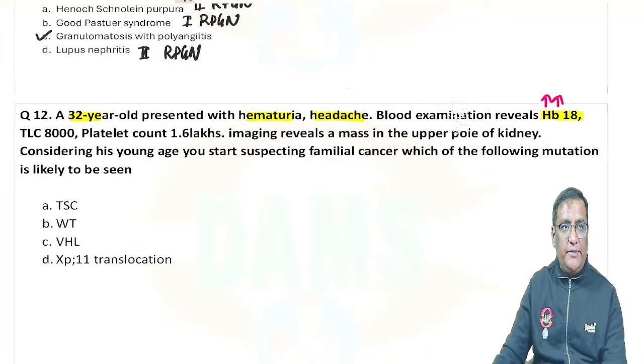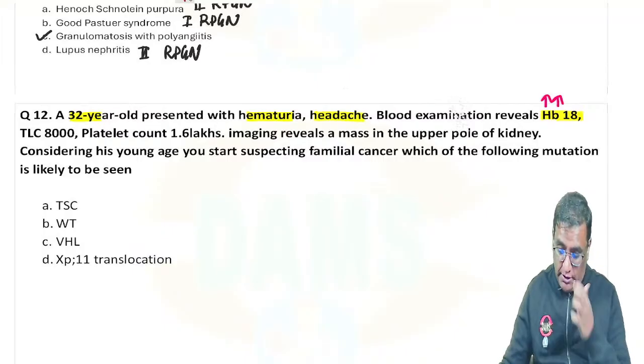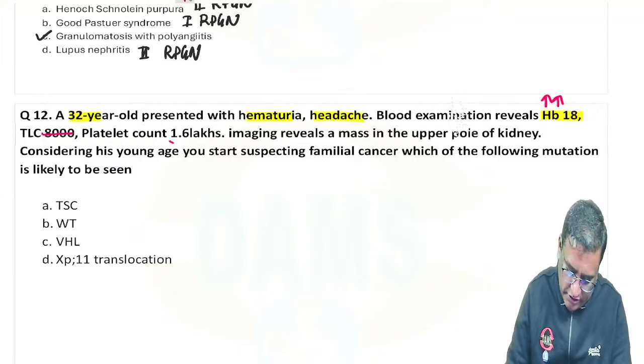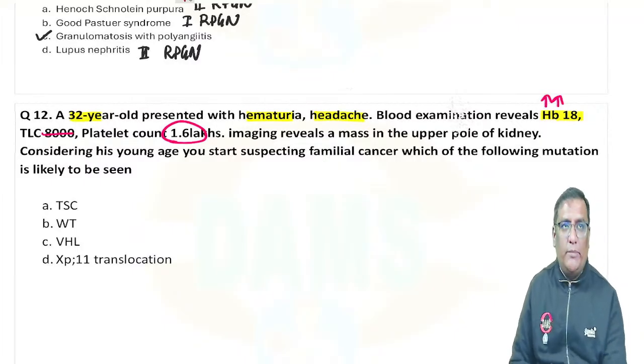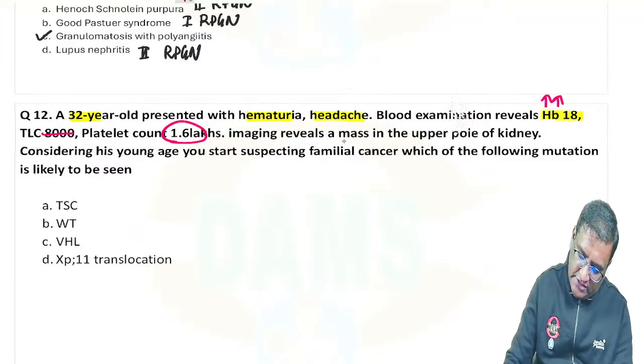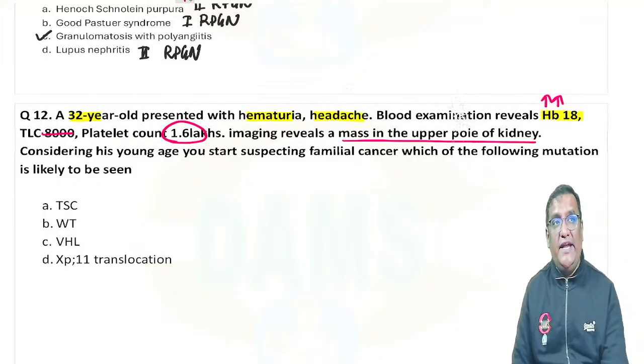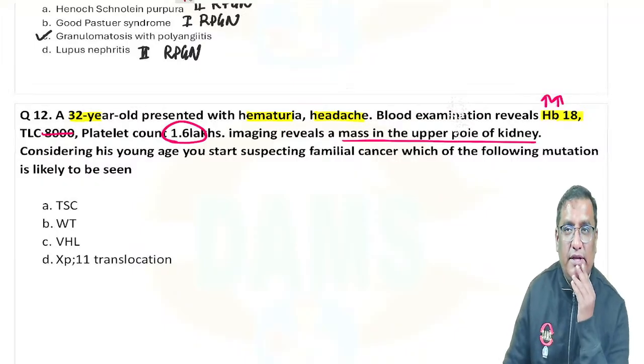So polycythemia. So what are we saying? Next, TLC is normal, 8,000. Platelet count is 1.6 lakh, also looks normal. Imaging reveals a mass in the upper pole of the kidney. So there is a tumor in the kidney as well.